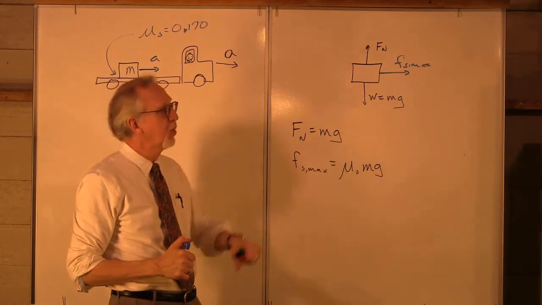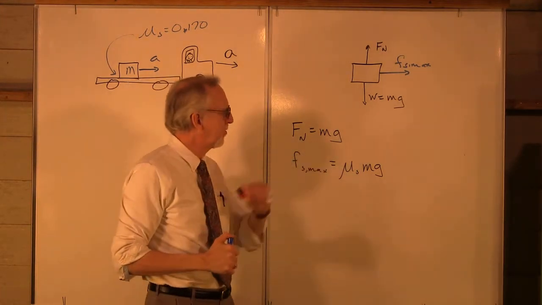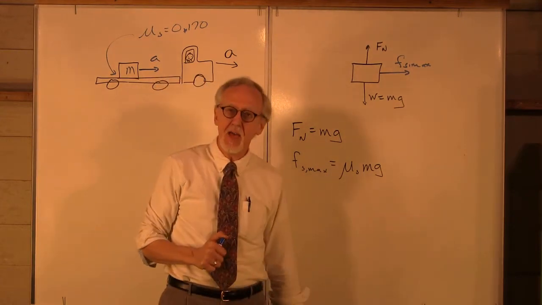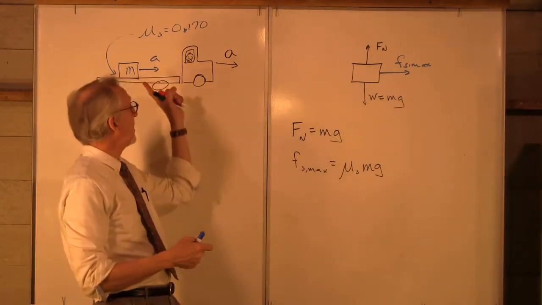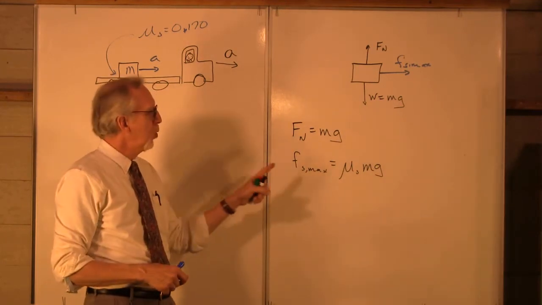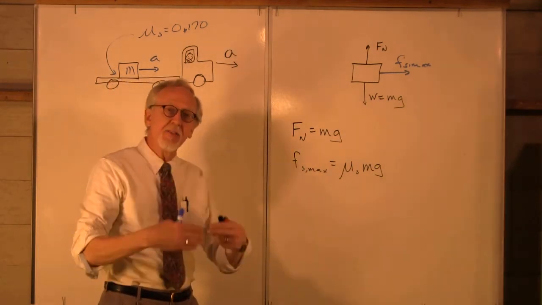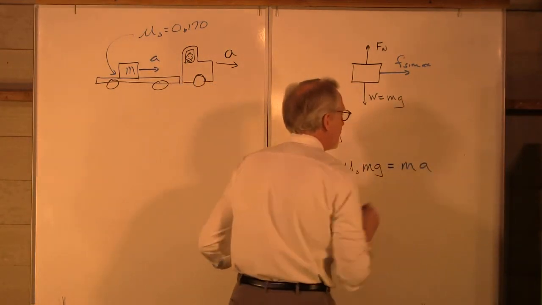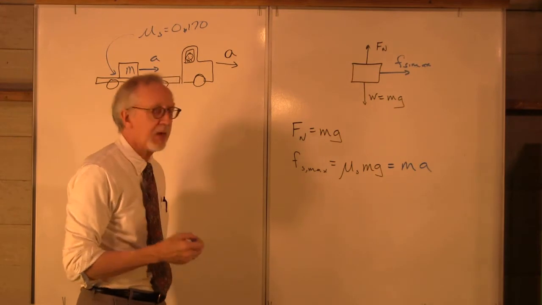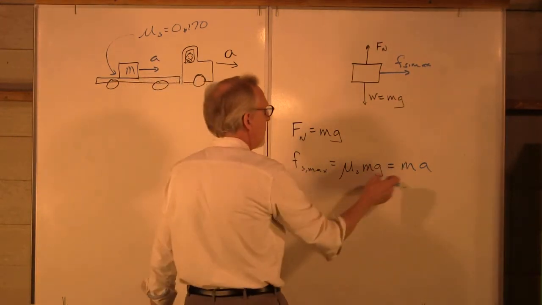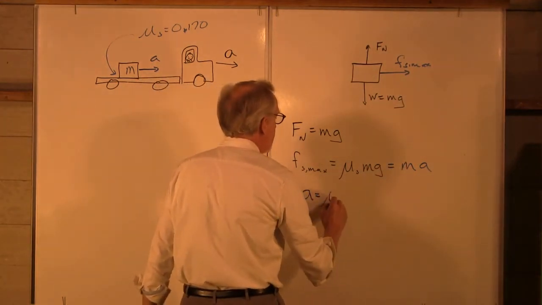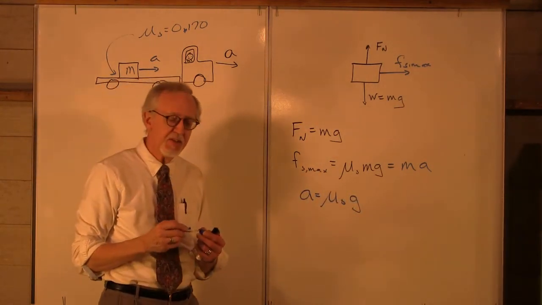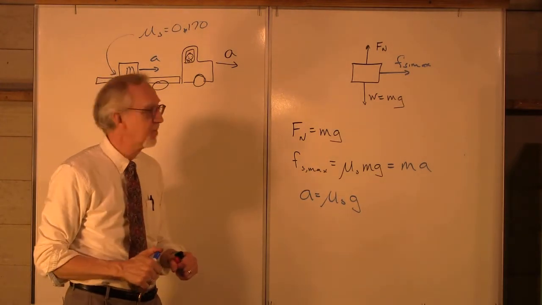Fs max is mu s times the normal force, with the normal force equal to mg. In this case, we have Fs max equals mu s mg. That's the force acting on the crate, the maximum amount of force. We want that to then equal the mass of the crate times its acceleration. We can then solve for the acceleration, divide by m, and we have a equals mu s times g. The acceleration doesn't even depend on the mass. We don't need to stick the mass in there.